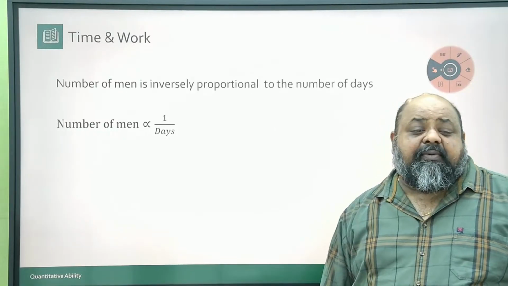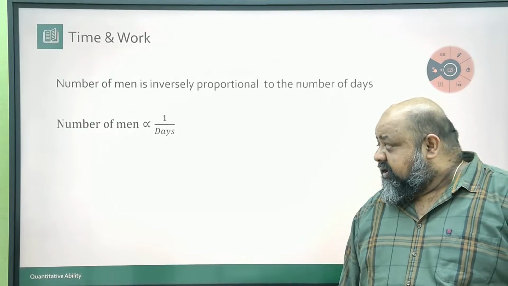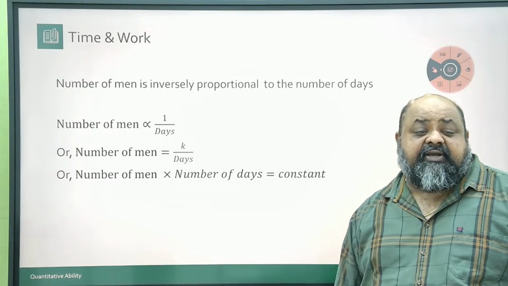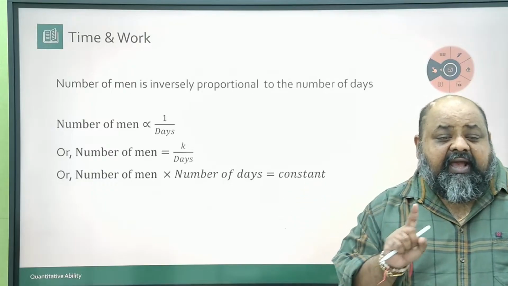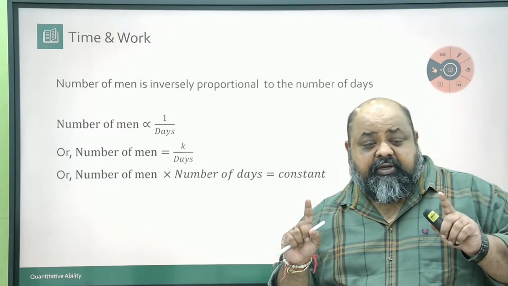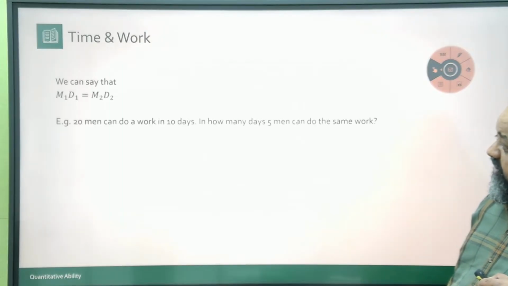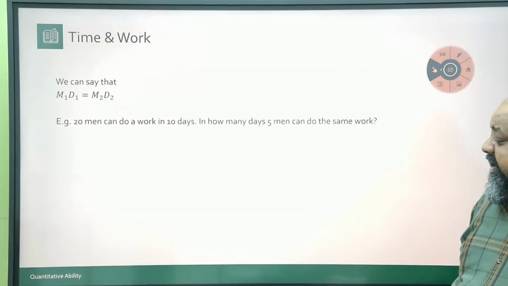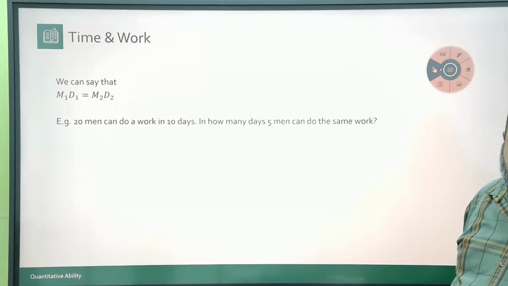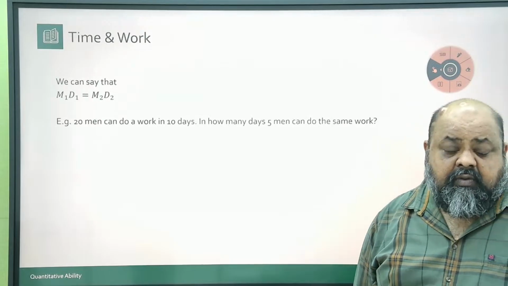So when I look at number of men m and the number of days d to do a work, I can say m into d is constant, right? And therefore for two situations I can say m1 d1 is equal to m2 d2. Now what will that situation be? The most basic example: 20 men can do a piece of work in 10 days. In how many days will 5 men do the same work?